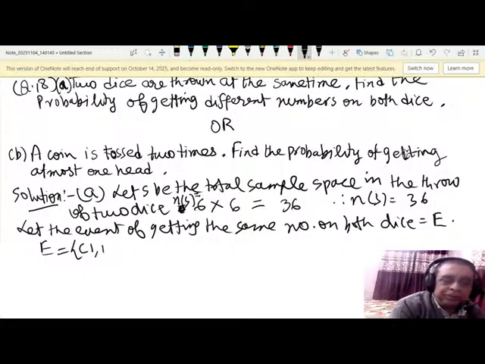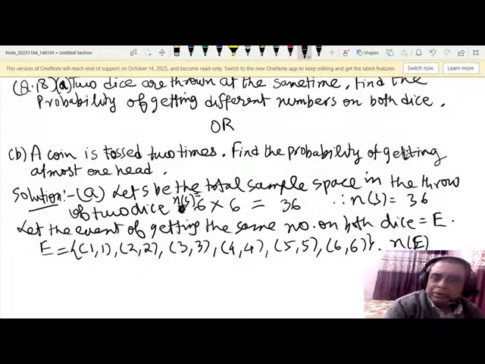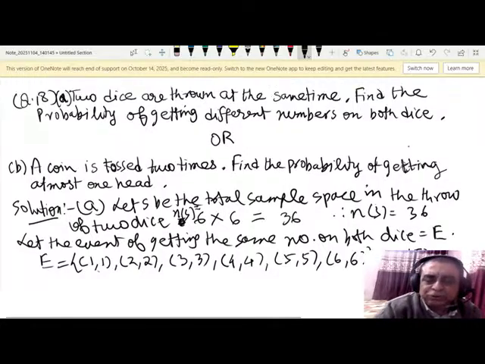So one on the first, one on the second, two on the first, two on the second, three on the first, three on the second, four on the first, four on the second, and five on the first, five on the second, six on the first, and six on the second. So what is NE? The number of outcomes possible to the event E, that is here count. That is the number of outcomes favorable to the event. Here it is 1, 2, 3, 4, 5, 6. So NE is equal to 6.